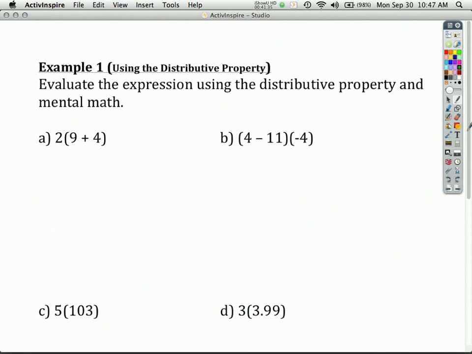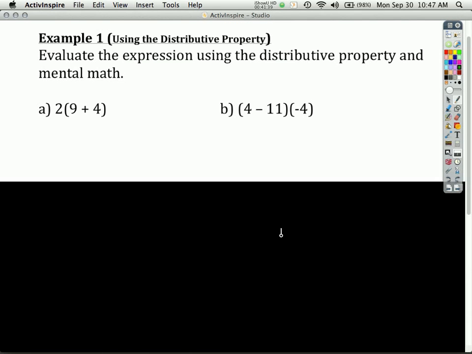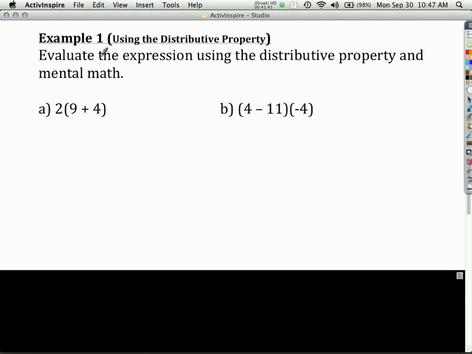Example 1 is broken into 4 parts. Read the instructions, but you don't have to copy this. Just read it. It's important to see it because you're going to see the same thing in the textbook as well, and you've got to get used to how the instructions are phrased. Evaluate the expression using the distributive property and mental math. Okay? So we're not using calculators right now. That's what I mean when I say use mental math.